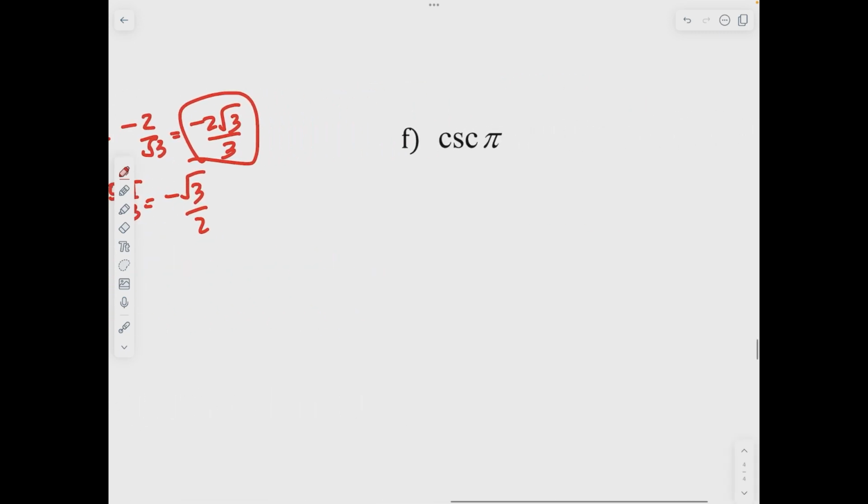Okay, last one is cosecant of pi. So sine of pi is going to be 0. So we're looking at 1 over 0, which is undefined. And that's why we have vertical asymptotes.